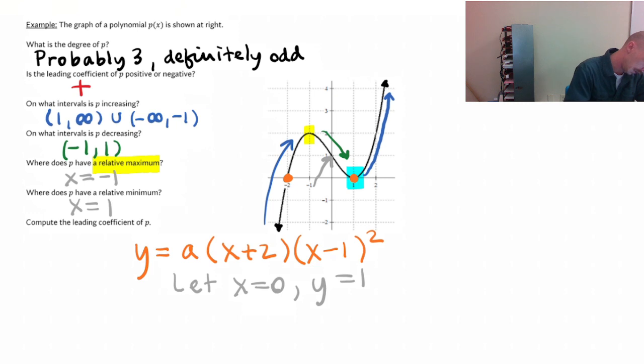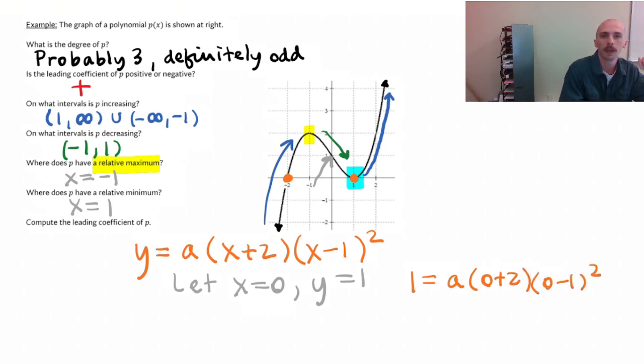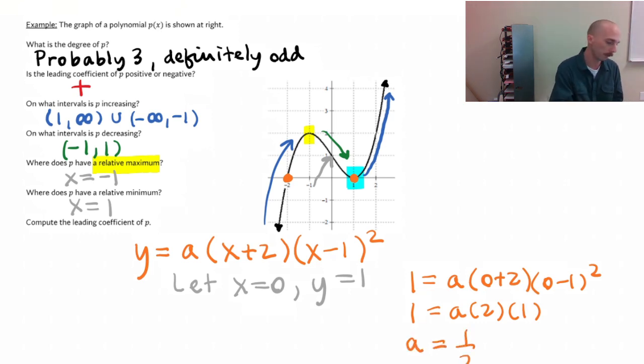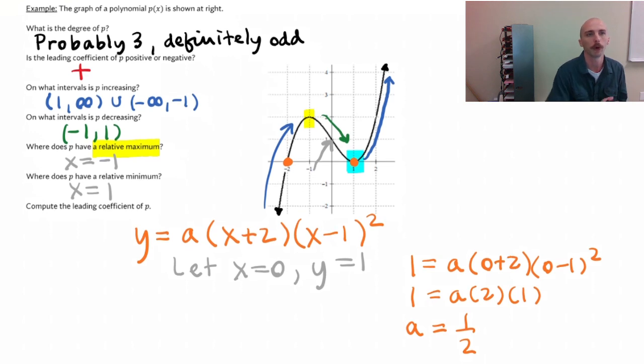So that's going to be 1 equaling a times (0 plus 2), plugging in 0 for x, (0 minus 1) squared. If I square -1, I'm going to get +1. So a times 2 equals 1. That means a needs to be a half. And that's going to be the leading coefficient of p. Okay, yeah, there you go.